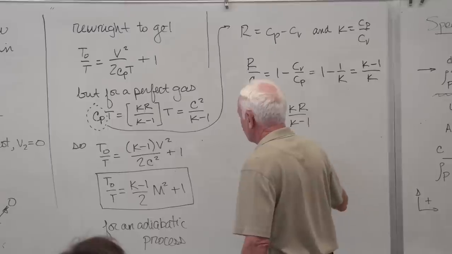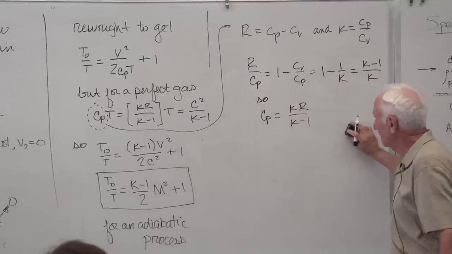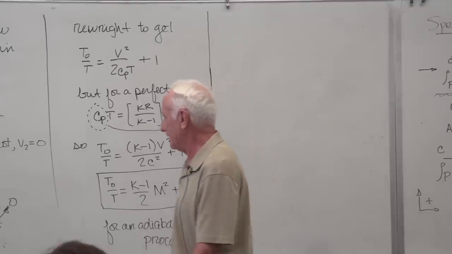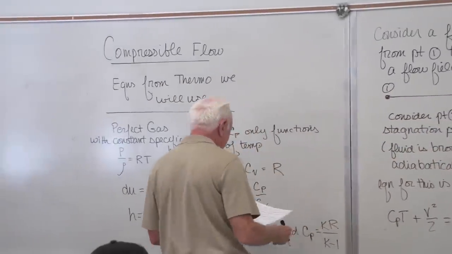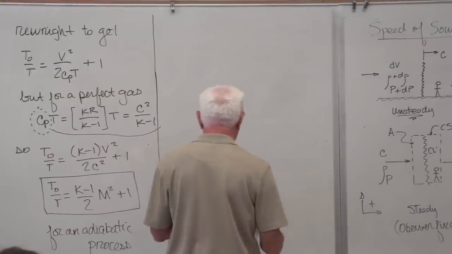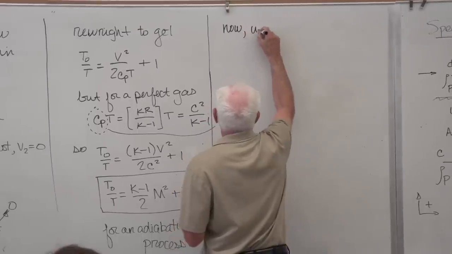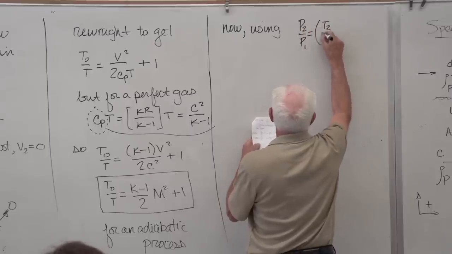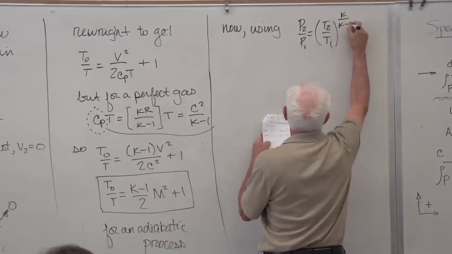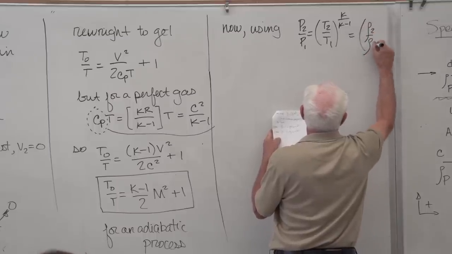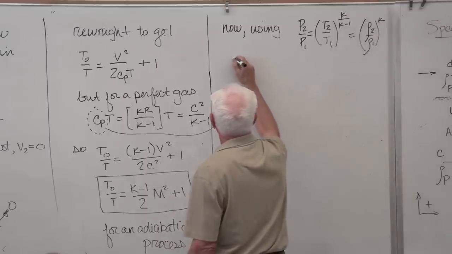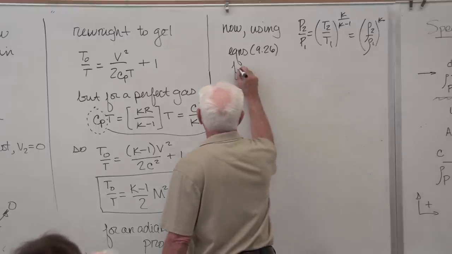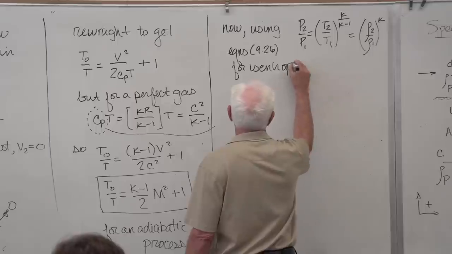Okay, now, I'm going to erase this because I need this space right here. And I probably erased what I needed. Yeah, I think I did. Yes, I did. But over here, I had those equations. I'll write them again. Okay, equations 9.26. What are they for? Isentropic.